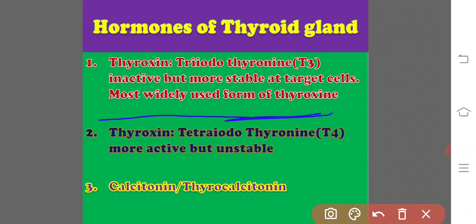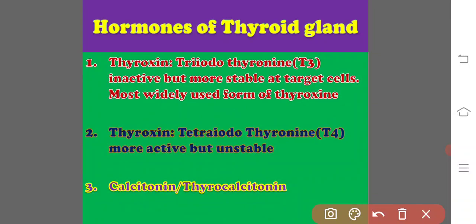Then the third one is calcitonin, otherwise also known as thyrocalcitonin. Thyroxine, in two forms T3 and T4, and calcitonin, otherwise thyrocalcitonin, are the important hormones synthesized and secreted from the thyroid gland.